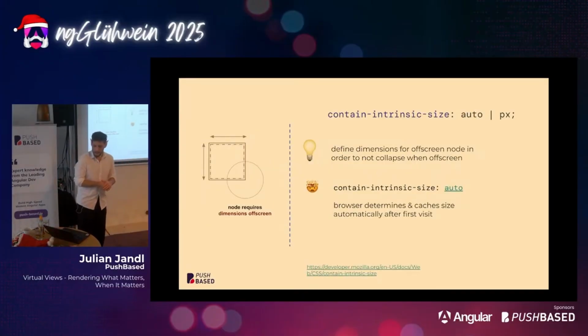I think it got stable this year or last year. I'm not quite sure, but quite recent. You can either specify pixel values. You can tell it, okay, as long as this DOM node is not visible, make it just a default size of 100 pixel in width and 100 pixel in height.